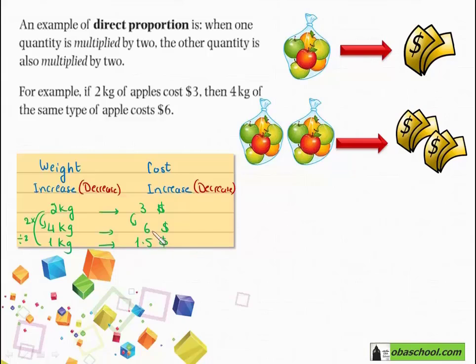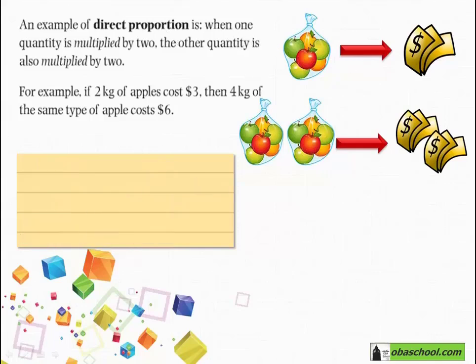Direct proportion takes place when two variables change simultaneously in the same way. This means that when one variable increases, the other will also increase in the same manner. Just like this example, when the weight was multiplied by 2, the price was also multiplied by 2. So this is what is meant by direct proportion.